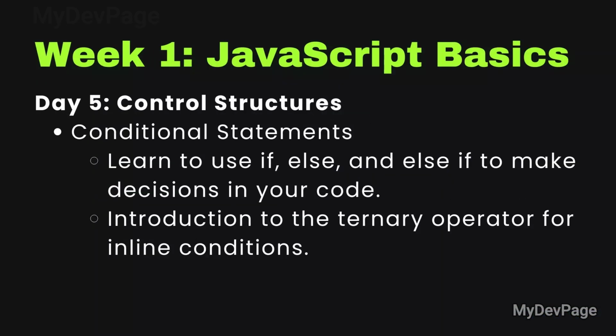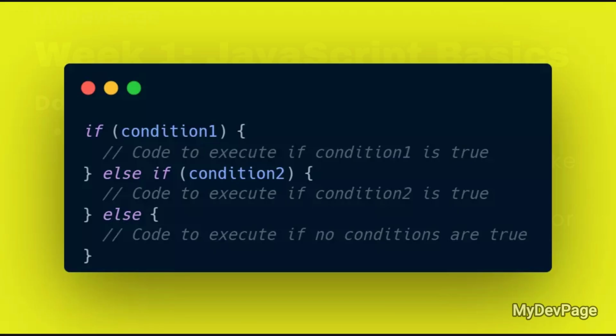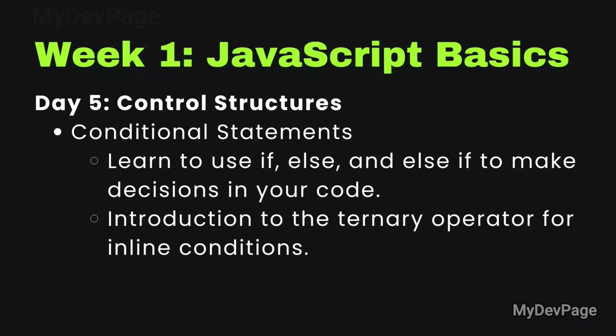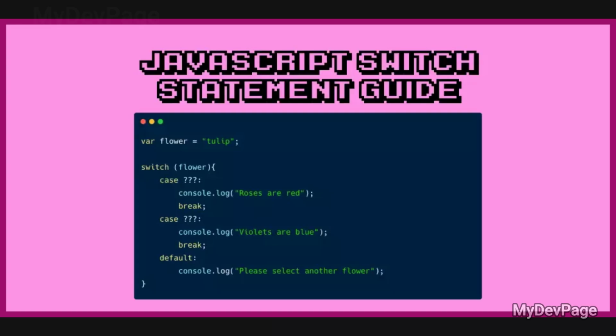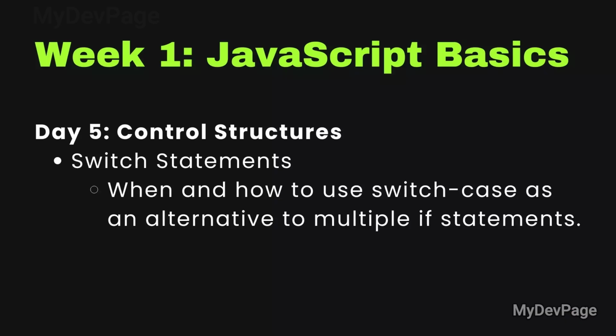To close out the week, day 5, control structures. Starting with conditional statements such as if, else, and else if. Along with this, look into ternary operators, which is more modern and cleaner. Switch statements are good to know as well and come in handy sometimes over if statements.